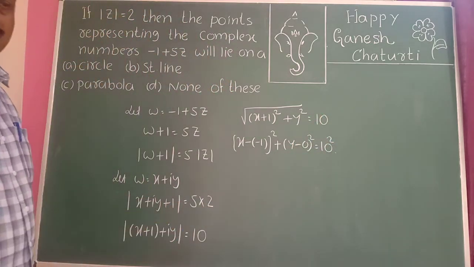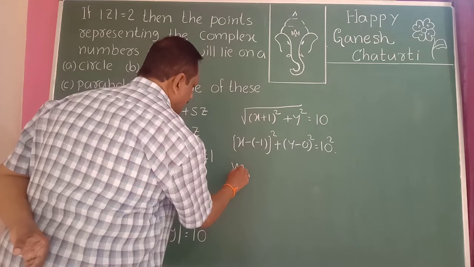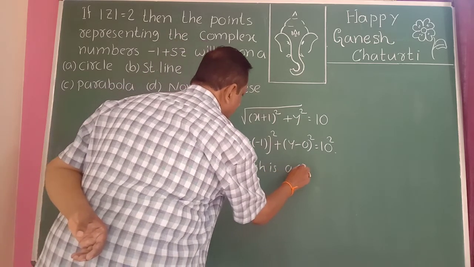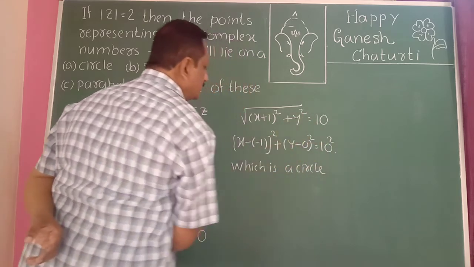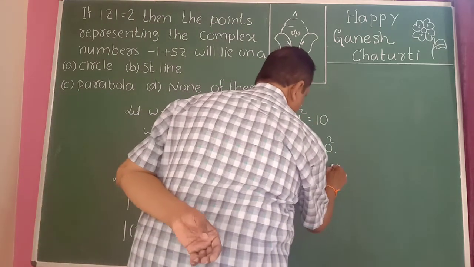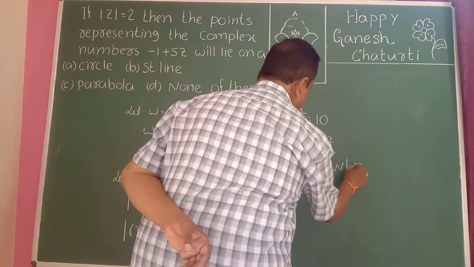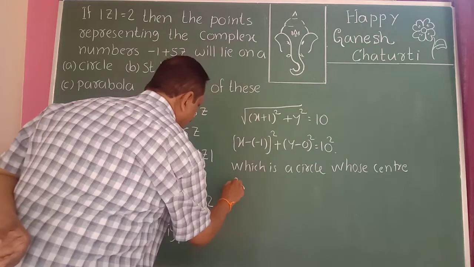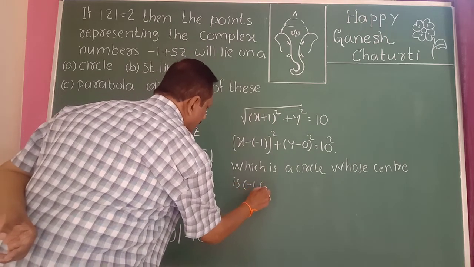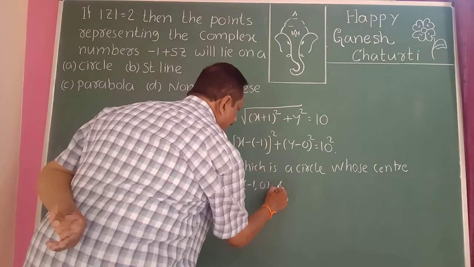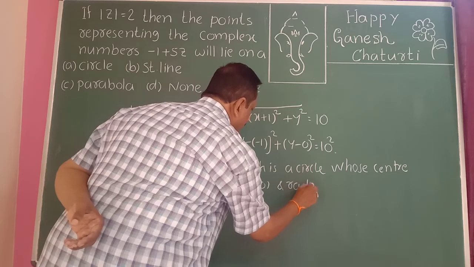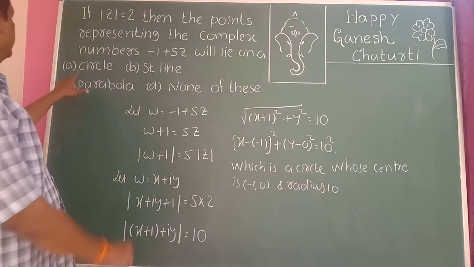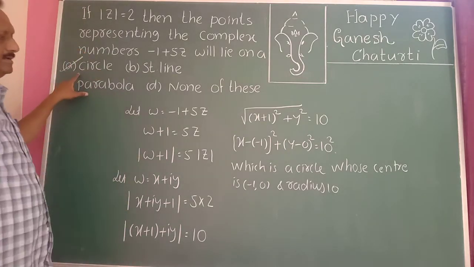Obviously it is the equation of a circle, whose center is minus 1 comma 0 and the radius is 10 units here. Then obviously the first option is correct here, a circle.